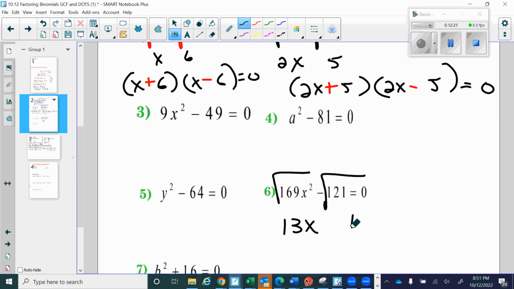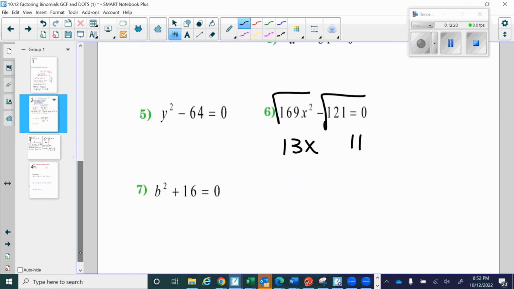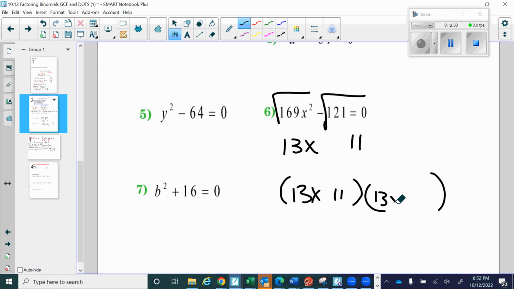Good. And then number 7 now. If you notice, number 7 is not a difference of squares. A difference means minus. This is a plus sign. So there's no solution to this, and I'll explain in class why it's no solution.